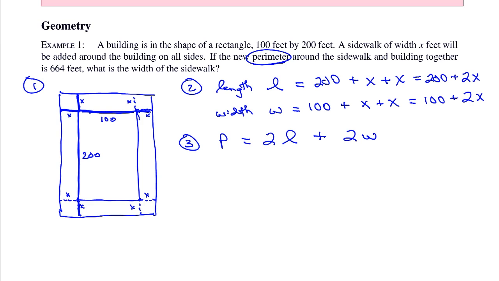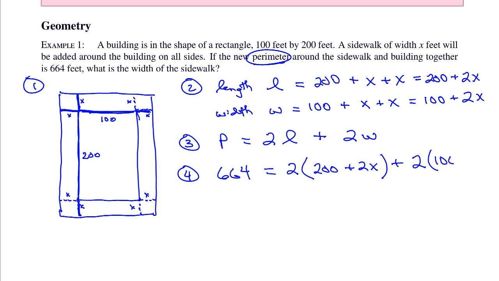Step 4, we'll create the equation to solve. So the perimeter that we know we're going to end up with is 664 feet. That's equal to 2 times L. L is 200 plus 2x from step 2, plus 2 times the width. Well, the width is 100 plus 2x from step 2 as well. And now we have our equation that we can solve. We'll solve for x, and that'll tell us the width of the sidewalk.